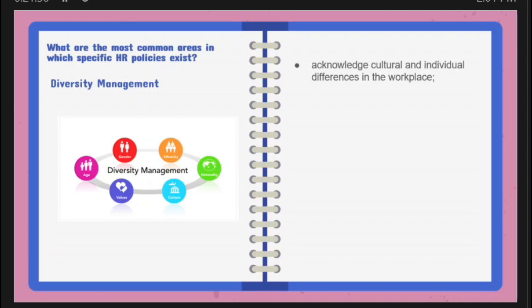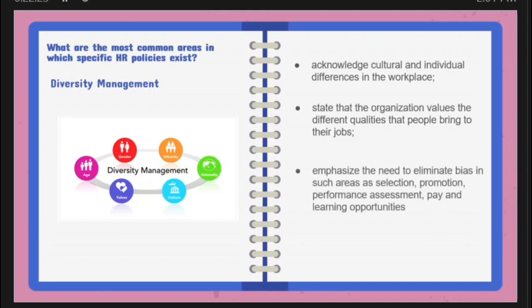A management of diversity policy could acknowledge culture and individual differences in the workplace. State that the organization values the different qualities that people bring to their jobs. Emphasize the need to eliminate bias in such areas as selection, promotion, performance assessment, pay, and learning opportunities. Focus attention on individual differences rather than group differences.